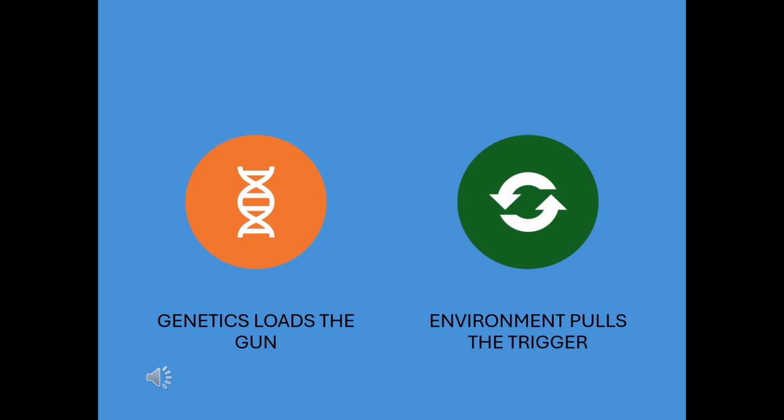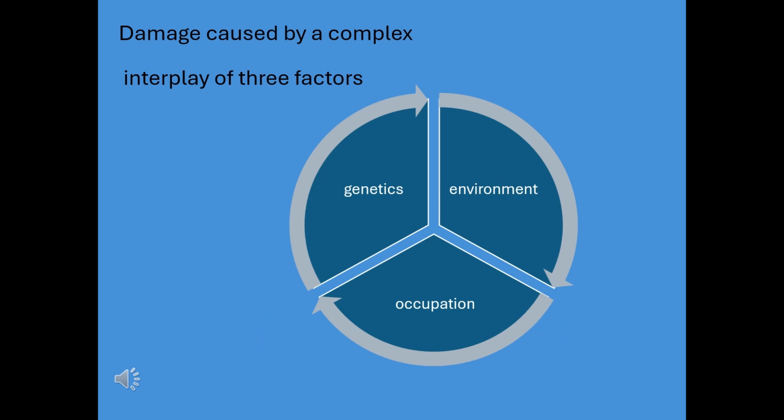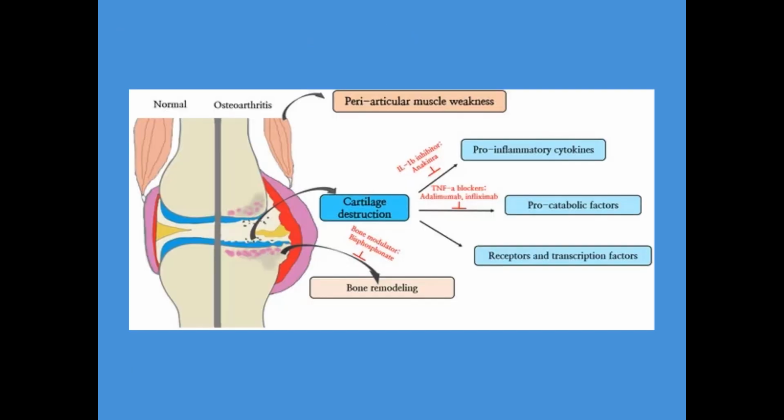For a lot of the diseases that you'll study, you'll start to find a pattern that there are three components at play: genetics, environment, and activity. And I think with primary osteoarthritis, that's certainly true. A good way to think of it is that genetics loads the gun and environment pulls the trigger. This is something that you'll find very commonly, this interplay between genetics, environment, and occupation, all going towards producing a disease or a pathology.